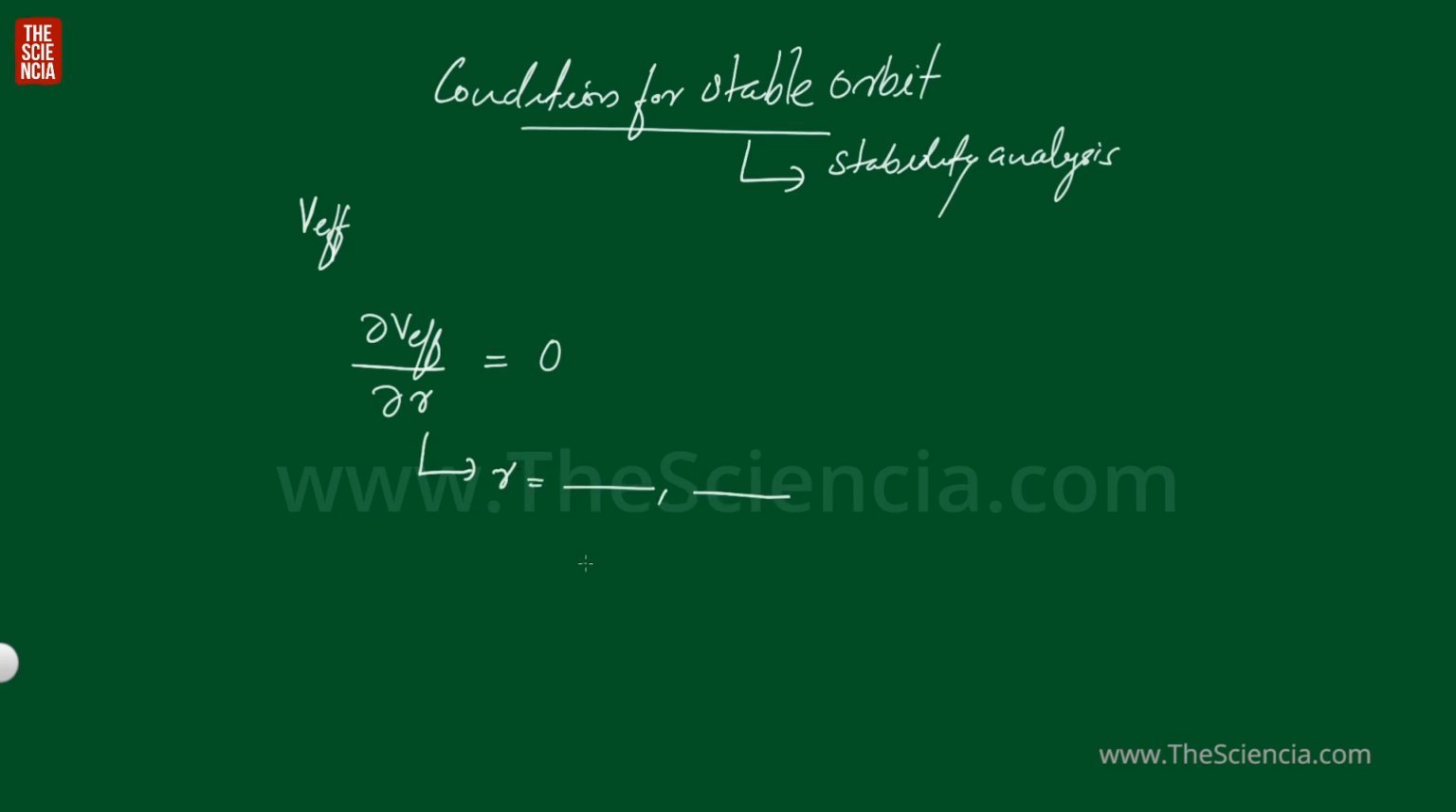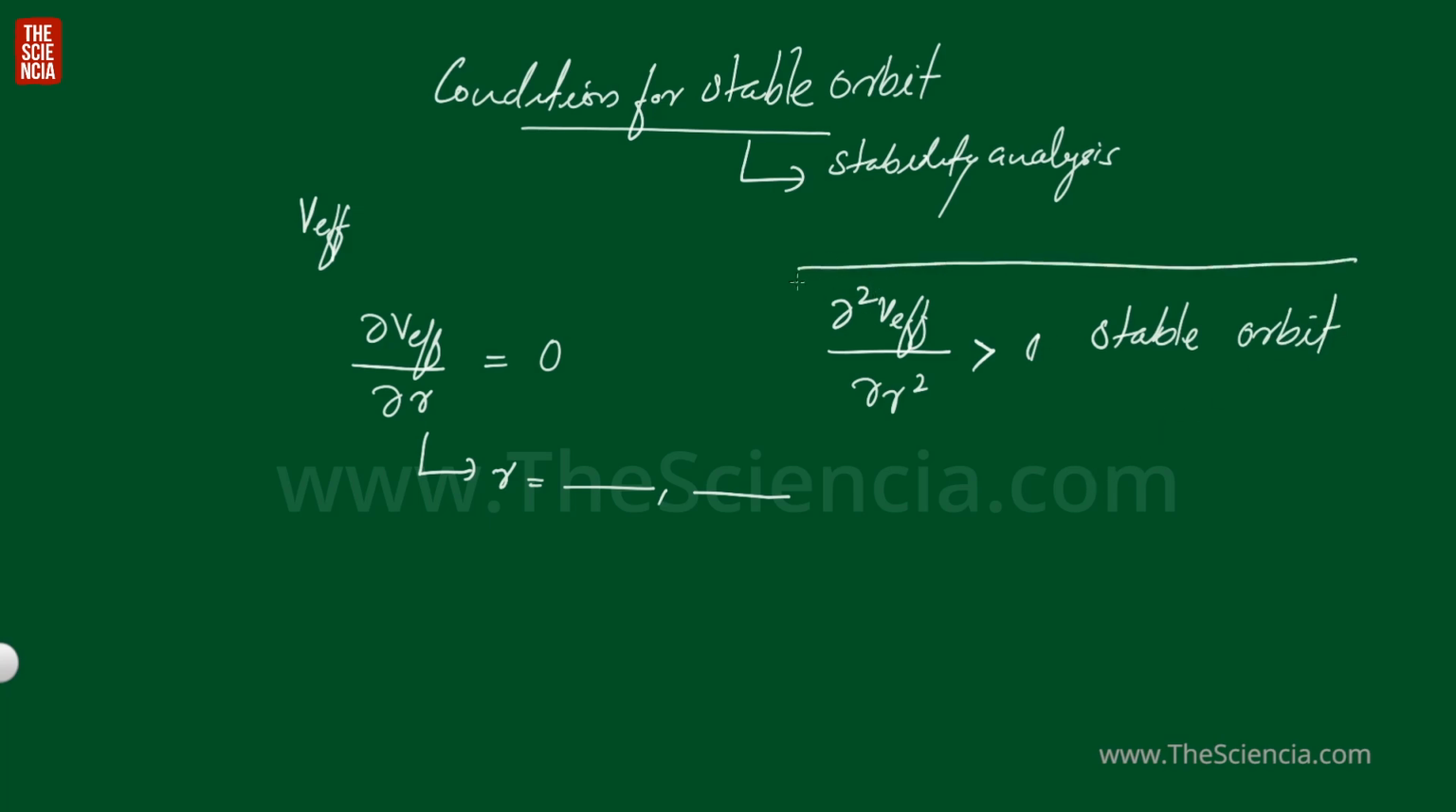Now we have to check whether this equilibrium point is stable or unstable. So we have to take the second derivative, that is ∂²V effective/∂r². And if it is greater than 0, then it will be a stable orbit. That is the condition for stable orbit: ∂²V/∂r² should be greater than 0.